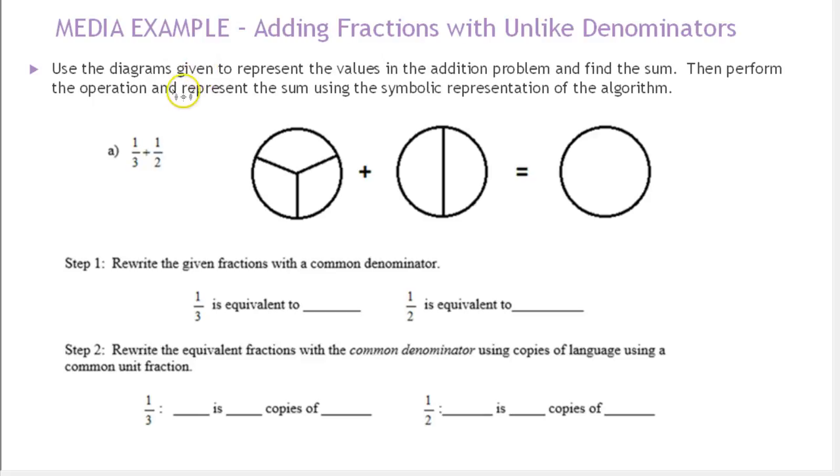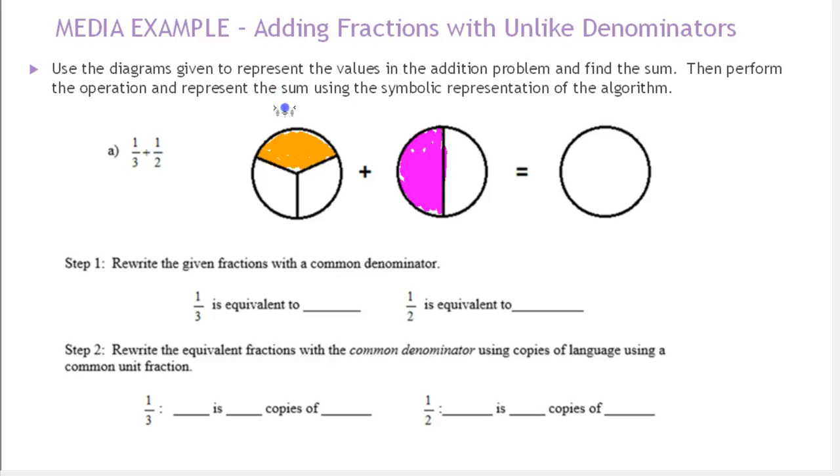Here's our unit broken into 3 equal pieces. So 1/3 is one of those 3 pieces shaded. And then we want to add 1/2. The unit is broken into 2 pieces, so 1/2 is one of those 2 pieces shaded.